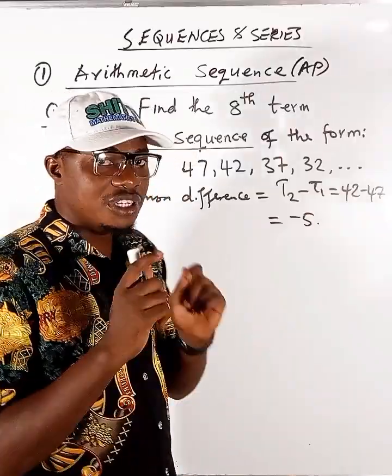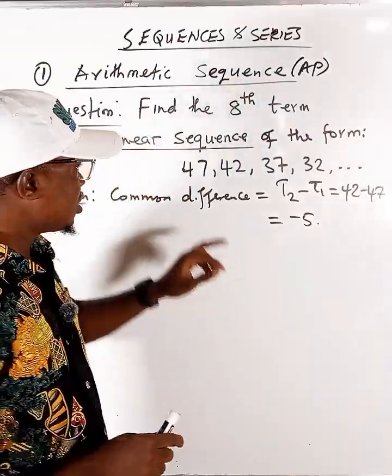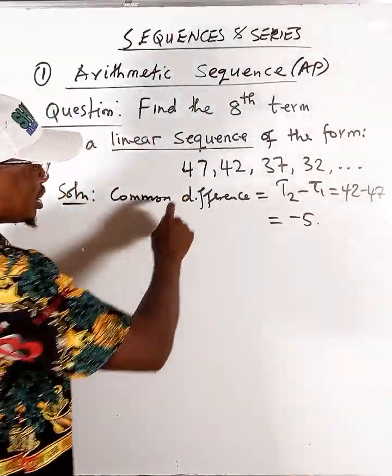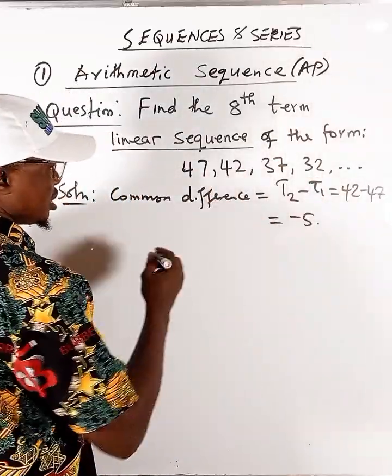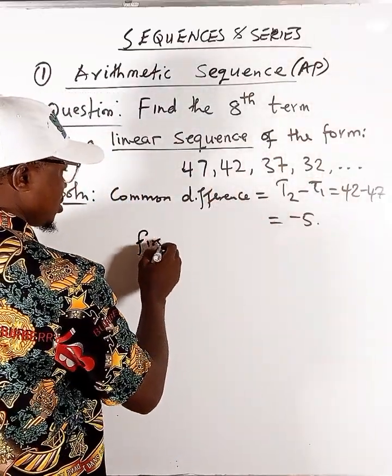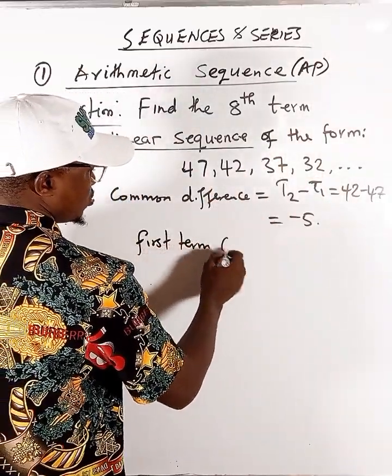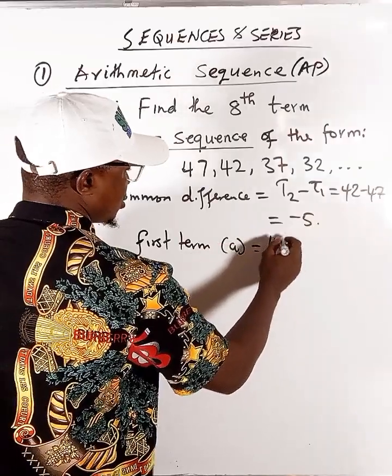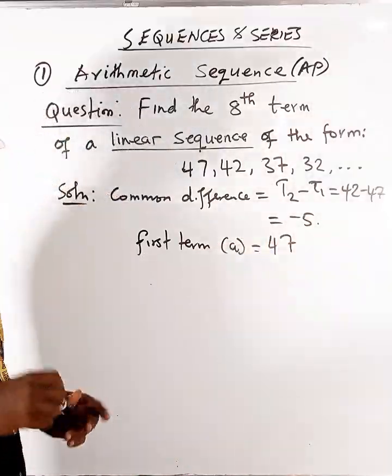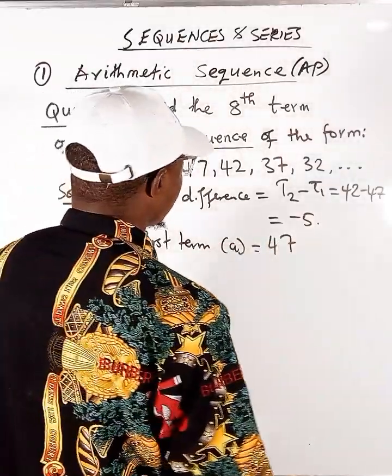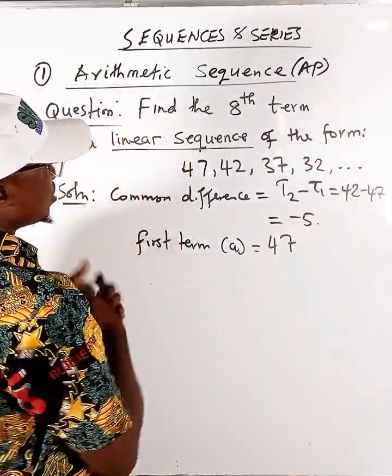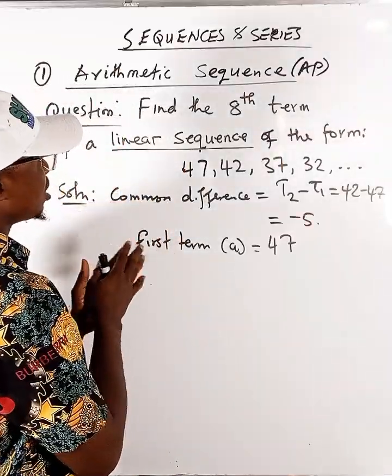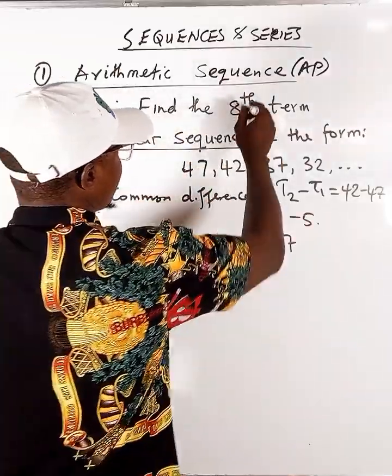Another thing that is very important is our first term. The first term is what? The first number on the list. That is our first term, which is represented by A. So it is 47. Understood? Now the next thing, let's go back to the question: find the 8th term.